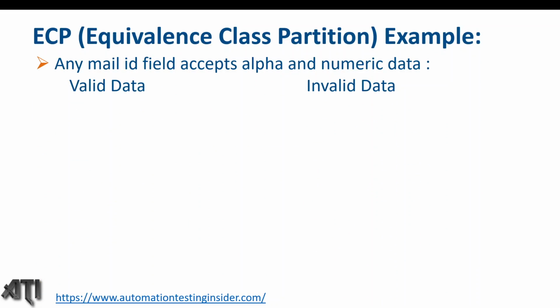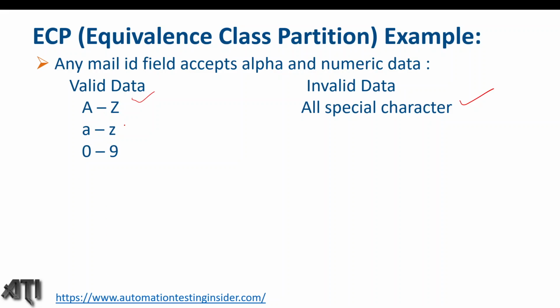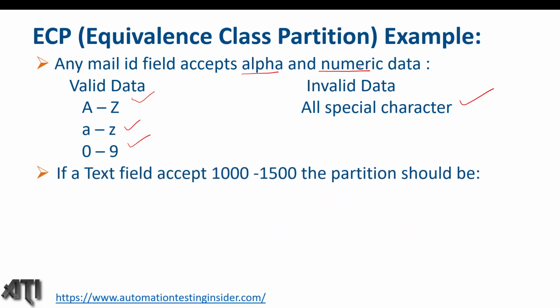Any mail ID field accepts alphanumeric data, correct? So what are the valid data here? A to Z is valid data. All special characters are invalid data. A to Z uppercase and A to Z lowercase, and 0 to 9, since it is alphanumeric, alphabetical and numeric values. So all these are valid data and this is invalid data, all special characters.